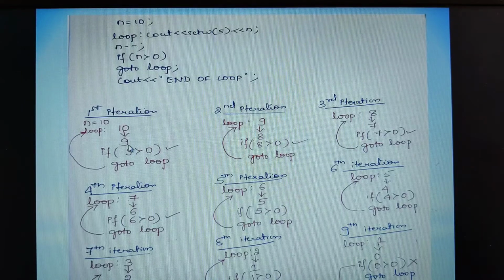Therefore, the value of n becomes 9. So, if 9 is greater than 0, the condition is true. What is the true part of this if statement? That is the go to label. So, when it comes here, go to, where should it go? It should go to the loop.